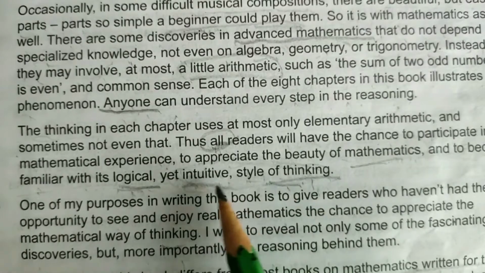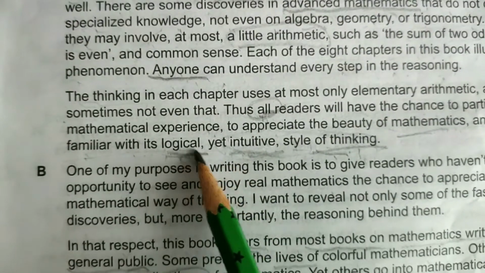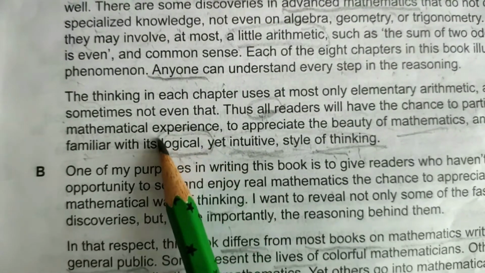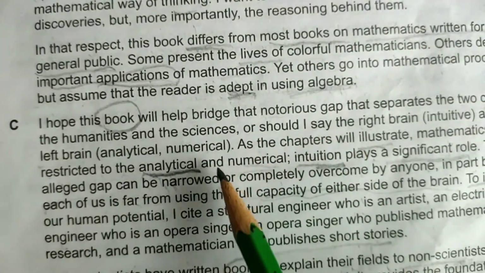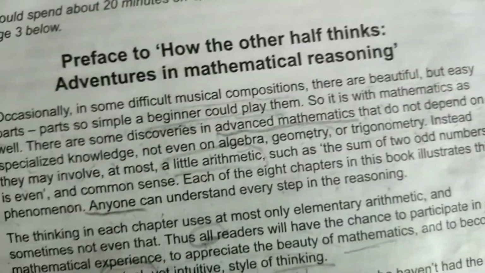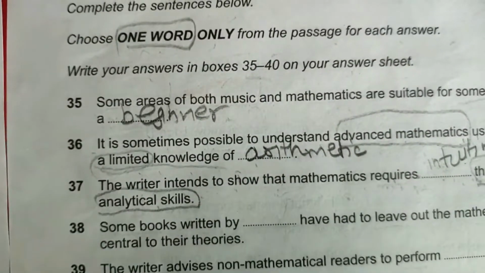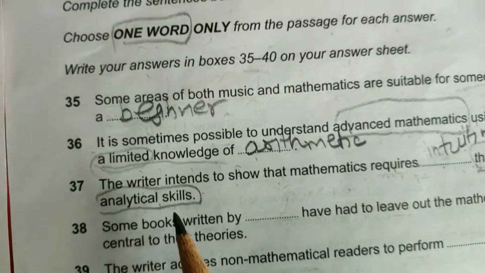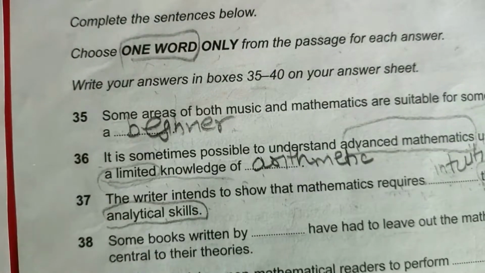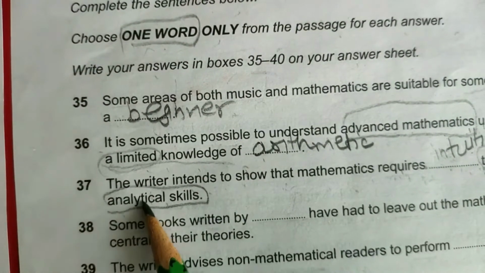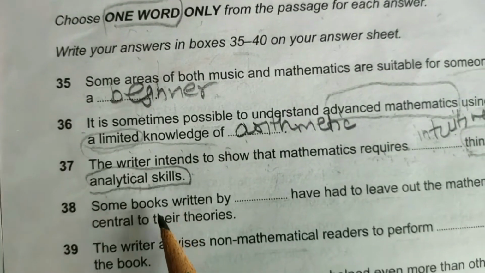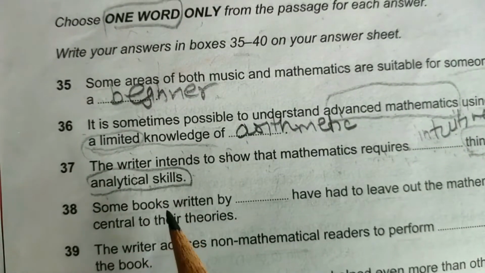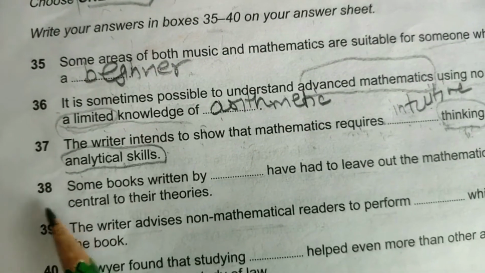Intuitive style of thinking, it's logical. If we know the logical synonym, then we don't have to go to the paragraph C. Okay, now that's why I'm telling you again and again, always find the synonyms of important words in the questions. You will definitely get the answer correct. Now move on to 38.